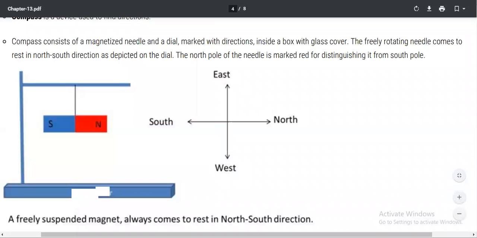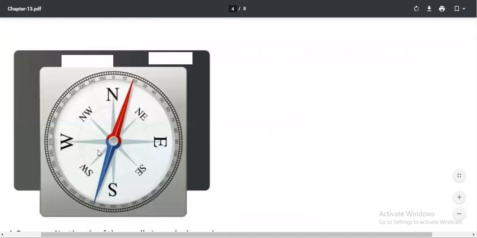Okay, coming back to the point. A compass consists of a magnetic needle. Which constituents do we need to make the compass? A magnetized needle and a dial marked with directions, inside a box with a glass cover. Why do we use a glass cover? Because we can easily see which direction the needle shows. The freely suspended needle comes to rest in the north-south direction depicted on the dial. Always in the dial, it shows north and south direction.